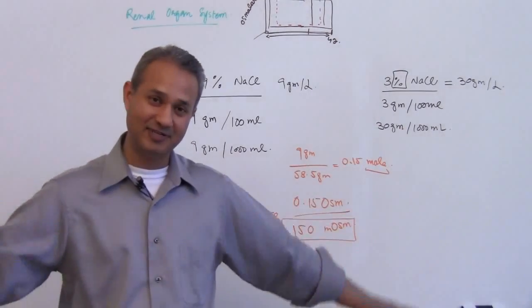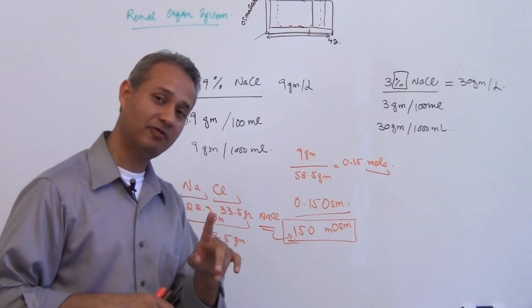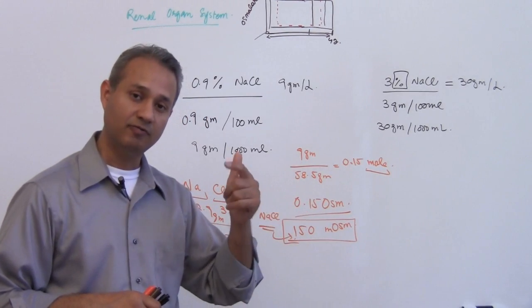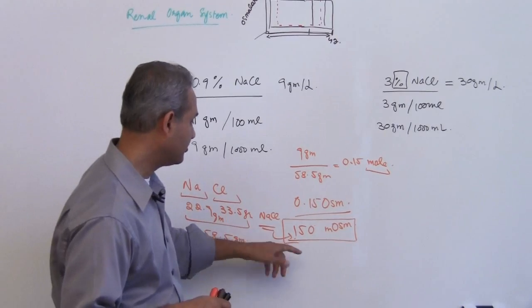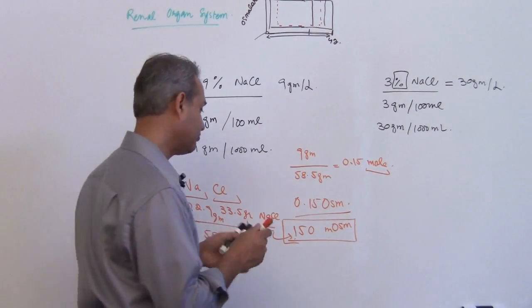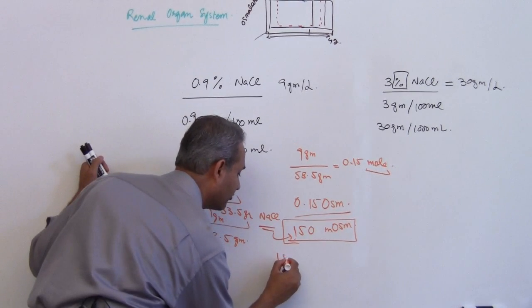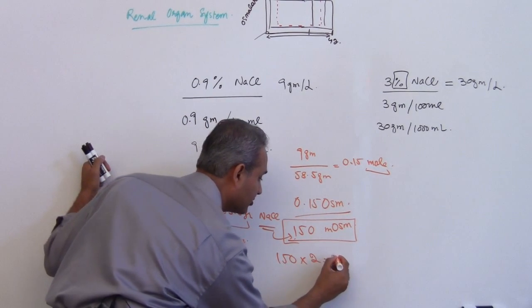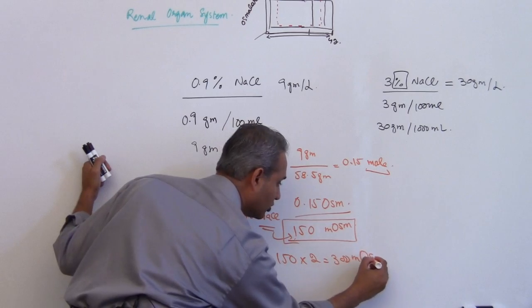It's going to dissociate into sodium and chloride. And how many particles? Equal number. What will those be? Equal number, 150 milliosmoles of sodium and 150 milliosmoles of chloride. That would mean if I pick up this 150 multiplied by 2, that would be 300 milliosmoles.